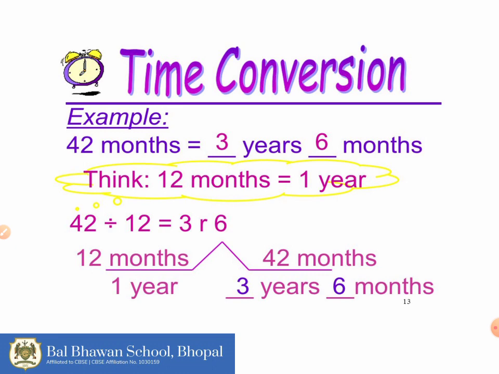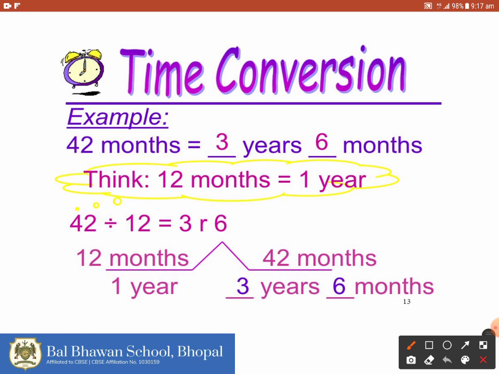Let us consider one more example. Here you have to convert 42 months in years and months. For this, we have to think that 1 year is equal to how many months? We know that 1 year is equal to 12 months. So to convert 42 months, which is a smaller unit, into years, we are going to divide because we are converting a smaller unit into bigger.